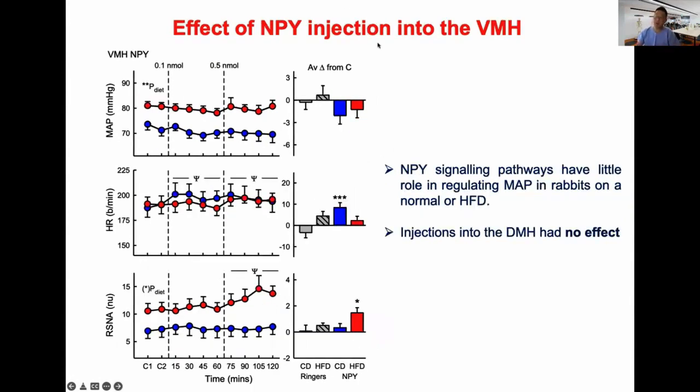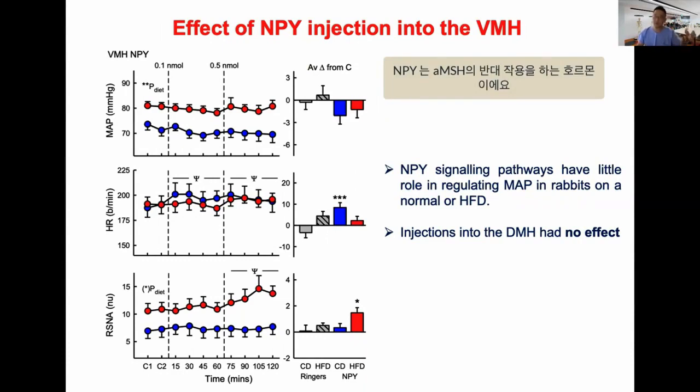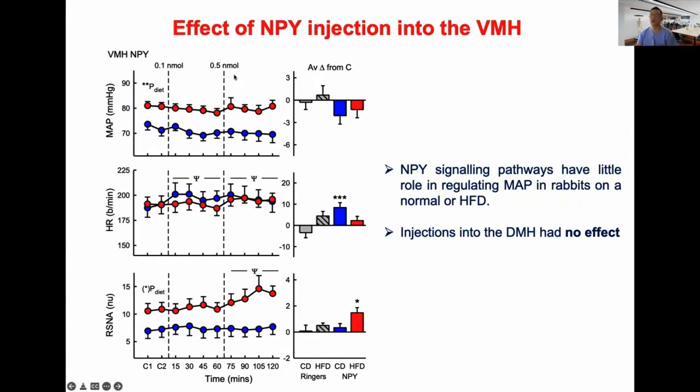Surprisingly, when we gave the NPY injection, again, this is the stronger dose of the opposite hormone, we were expecting the blood pressure and sympathetic nerve activity might reduce. However, there was no change in the blood pressure, but a small increase in the renal sympathetic nerve activity, indicating that the NPY signaling pathway is not activated at this stage. And when we also gave it to the dorsomedial hypothalamus, again, there was no change in any of the measurements.